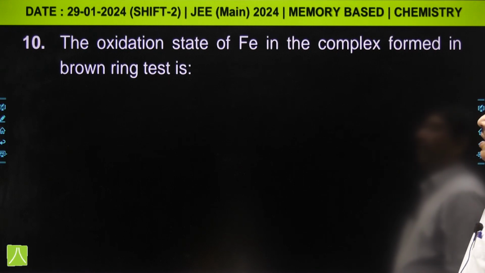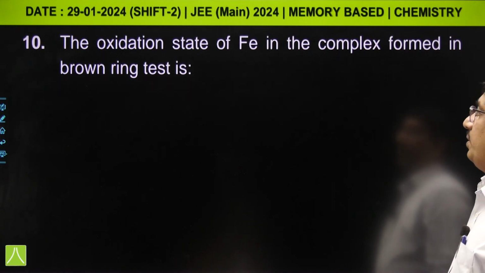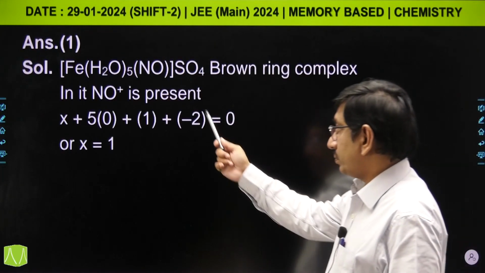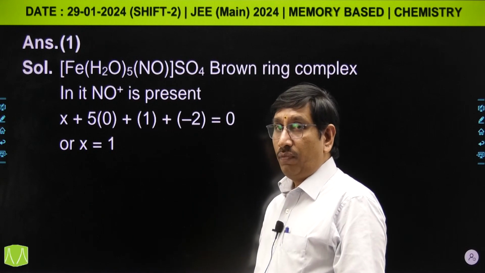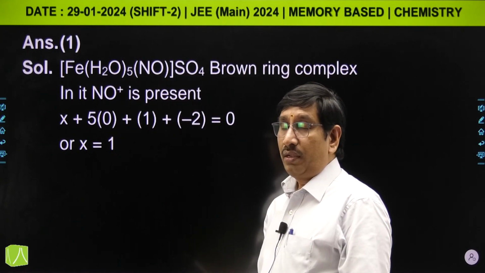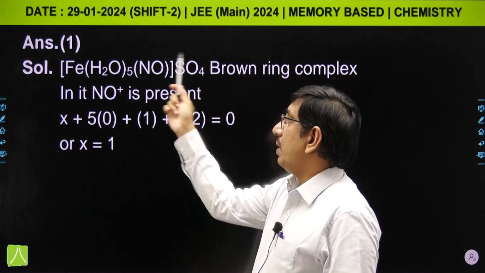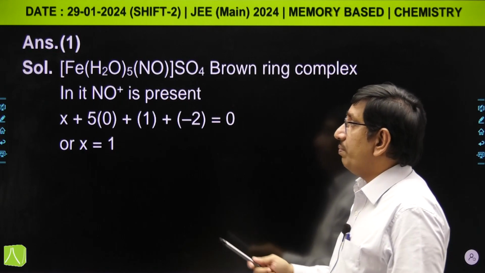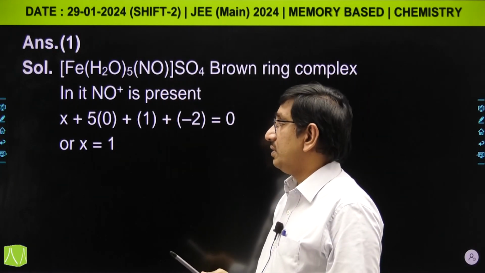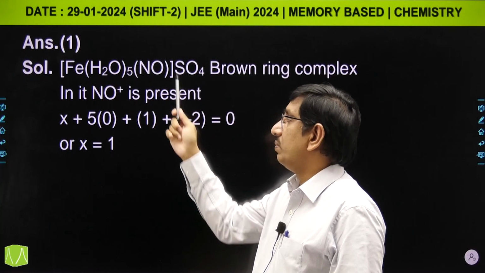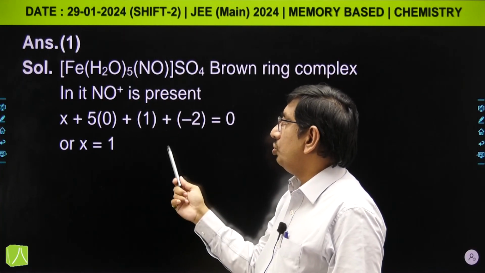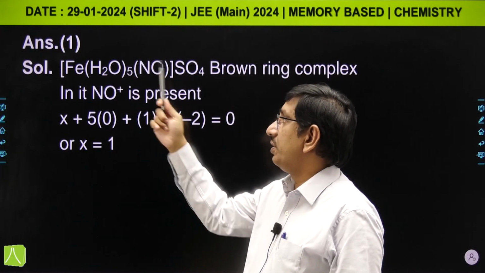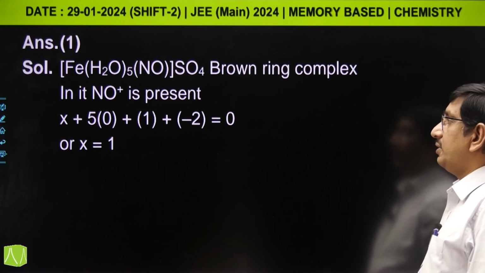Next, the oxidation state of iron in the complex formed in the brown ring test is. Brown ring test is for NO3-, the nitrate ion test. The complex formed is ferrous nitroso sulphate, this is called the brown ring. In this, NO ligand oxidation number is +1, it is the positive ligand, and H2O is 0, and if you find the oxidation number, you will get +1. So, what is the oxidation number of iron in the brown ring complex? +1.